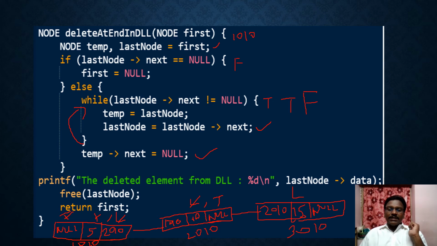Last node data. At present last node is 3010. The data is 15. 15 is printed. Now free last node. The last node is freed after the statement. Simply return first. Again 1010 is returned. It means the last node is deleted. Okay, is it clear?